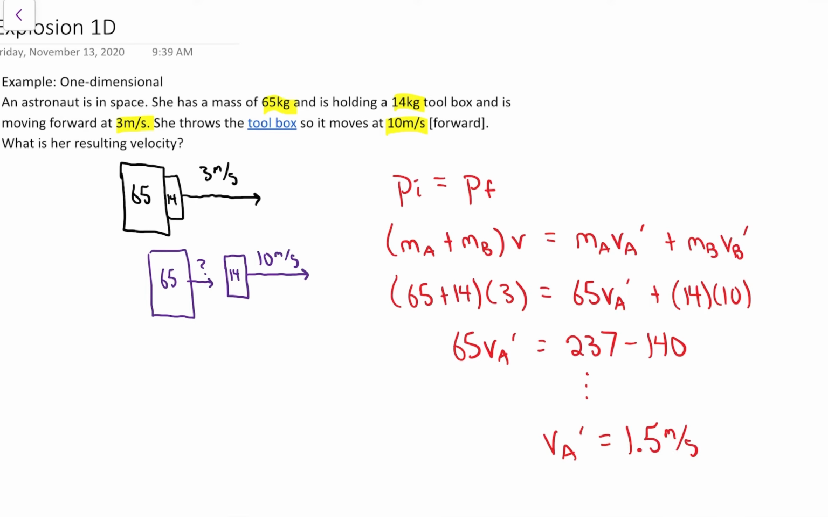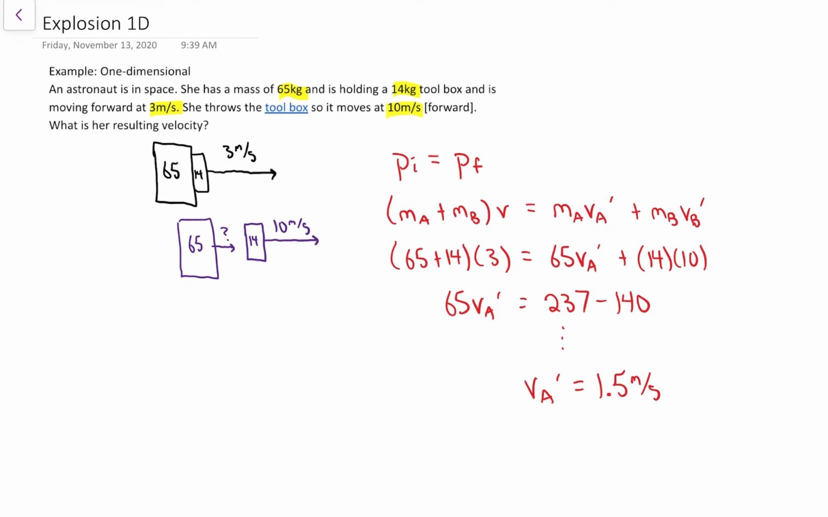Since momentum's a vector and I got positive, that means it's in the same direction that I was going in as the 3, since I put the 3 in as positive. So the astronaut is drifting forward at 1.5 meters per second. Kind of as expected, to throw the toolbox forward, she put a forward force on the toolbox, and the equal and opposite reaction puts a backward force on her. So throwing the toolbox forward is actually going to slow her down a little bit.